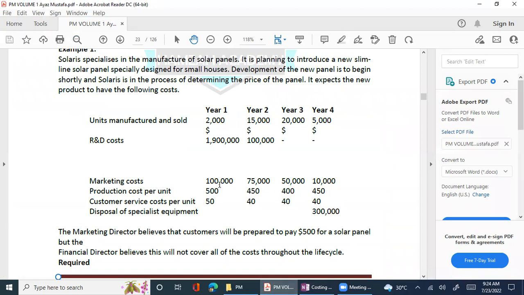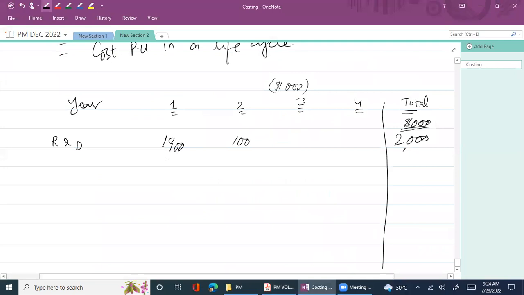So the marketing cost in the initial years are high because the product is new. So companies incurring more marketing expenditure. So the examiner can ask this type of MCQ as well, that in the earliest stages, the marketing cost in the life cycle costing are usually high. So this is a true statement. So this is 100, 75, 50, and 10. So this is the marketing cost.